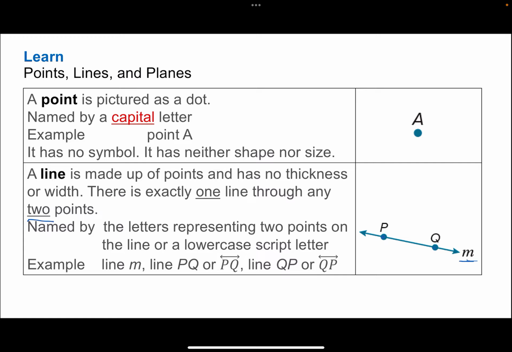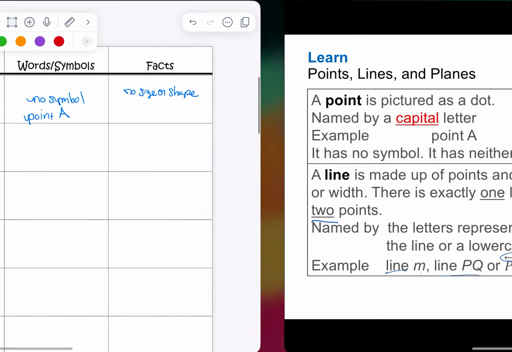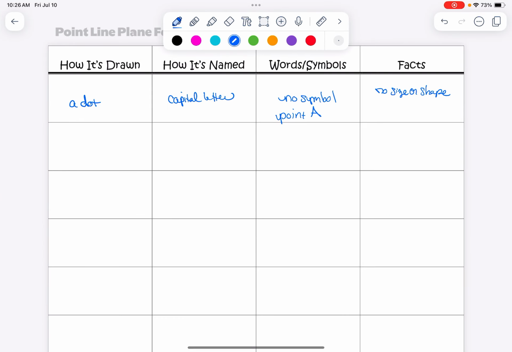So there's a difference between uppercase or capital letters for points, and a lowercase script letter can also be used to name a line. So when we want to name that line and we call it line M, we have to use the word line with M behind it. We can also call it line PQ, or we have a symbol for a line, and that line is a line with an arrow on each side, line PQ, or we can also switch the order and call it line QP. So when we're writing this down, how do we draw it?